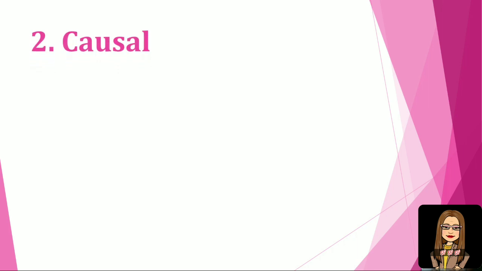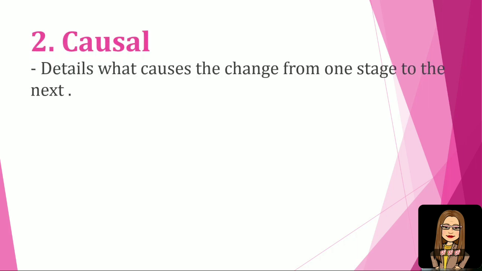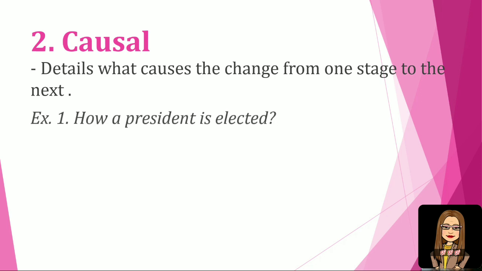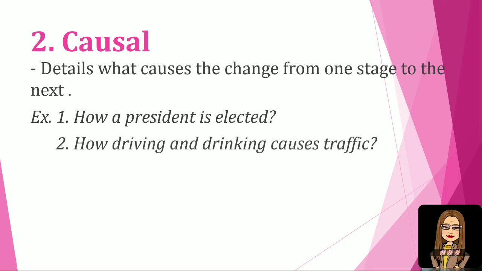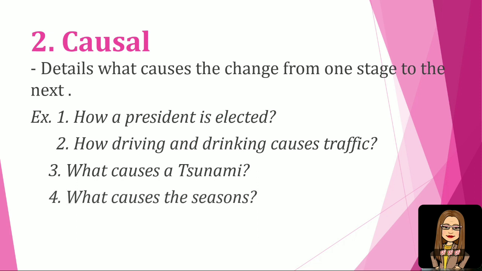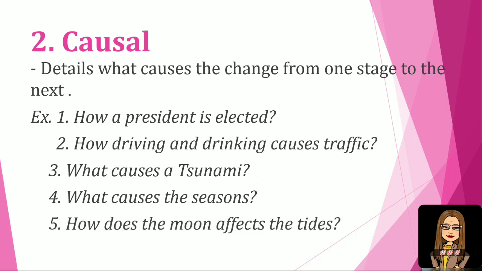Number 2, causal. Details what causes the change from one stage to the next. Example, how a president is elected. Second, how driving and drinking causes traffic. Third, what causes a tsunami. Fourth, what causes the seasons. Fifth, how does the moon affect the tides.